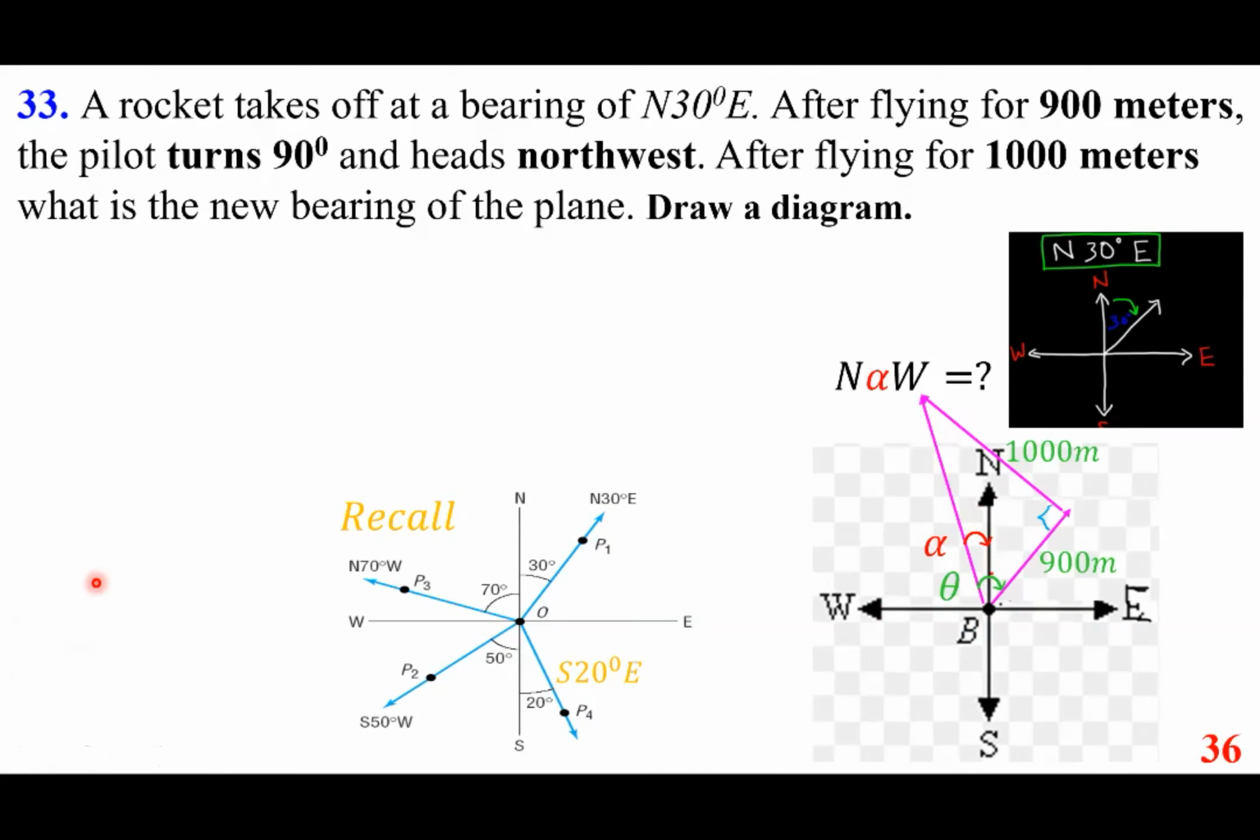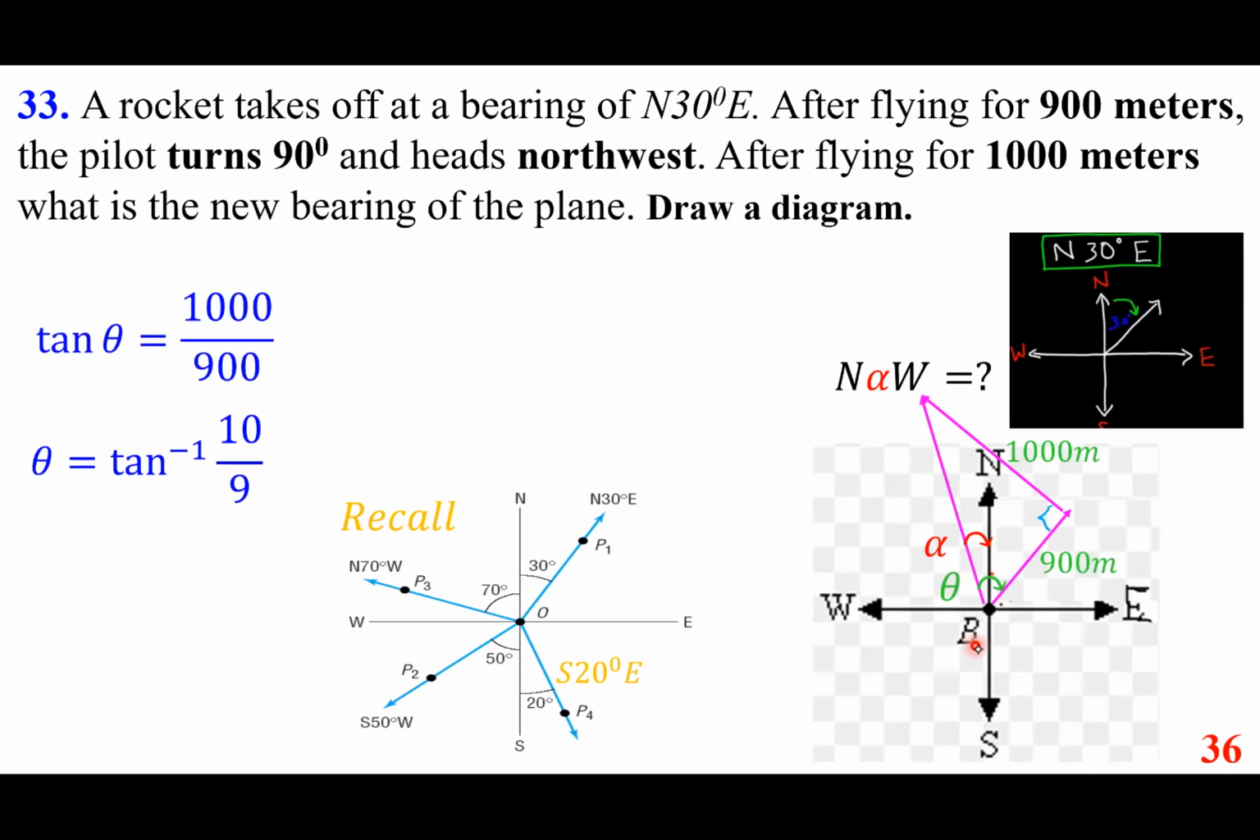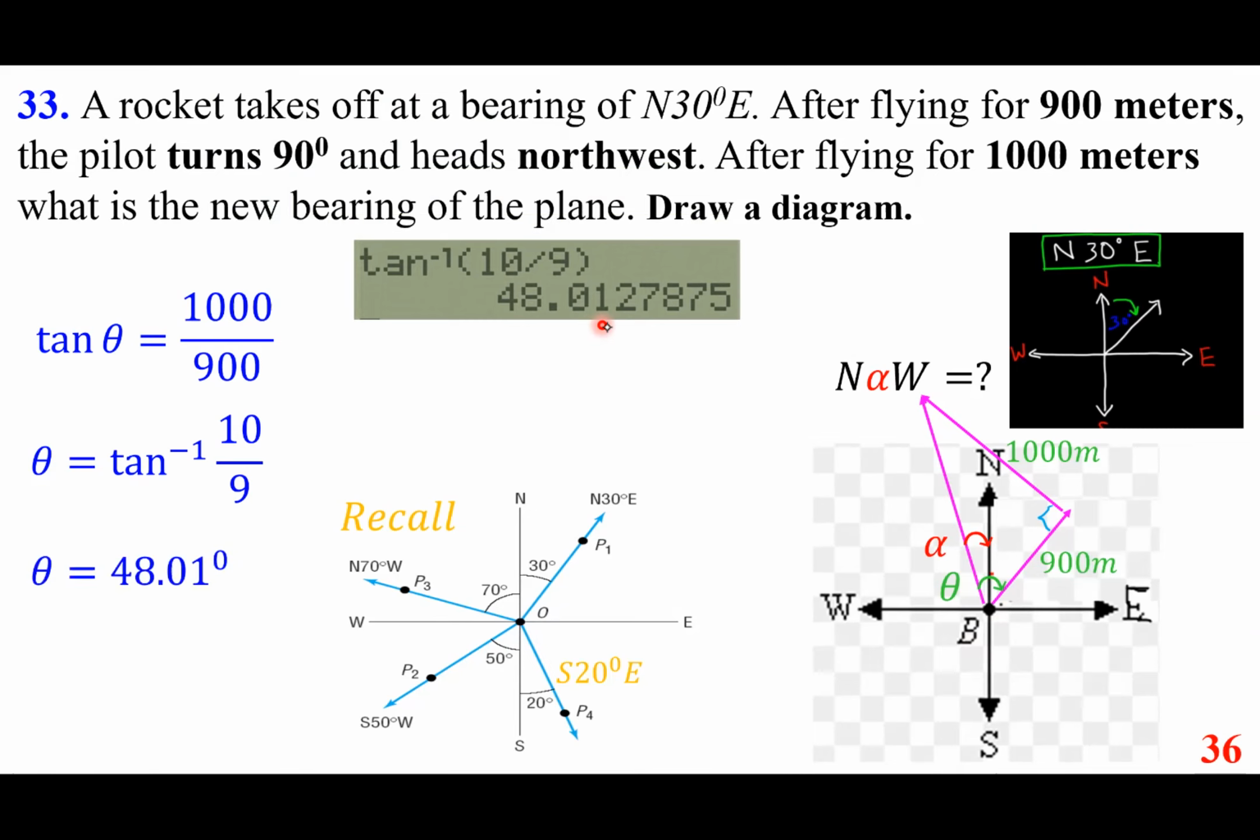So tan of theta is the opposite, which is 1,000, over the adjacent, which is 900. 10 over 9. So take the tan inverse of 10 over 9 becomes 48.01 using a calculator. So theta becomes 48.01 degrees.